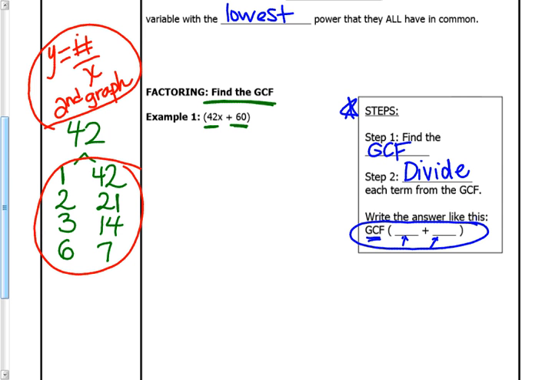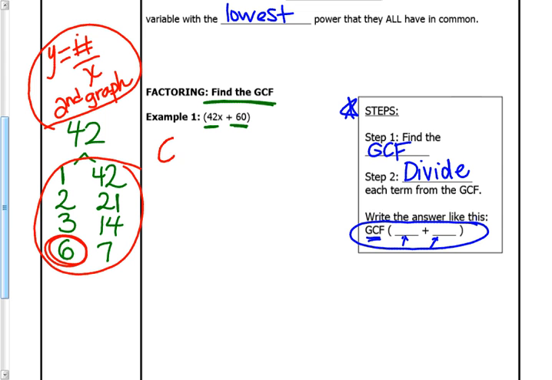So we don't want decimals, we want whole numbers. If I tried 60 divided by 21, that's not going to work either. Neither is 14 and neither is 7. But if I look here, 6 can definitely be divided. So we can do 60 divided by 6, and we can also do 42 divided by 6. So 6 would be considered the highest number that can be divisible by both terms here.